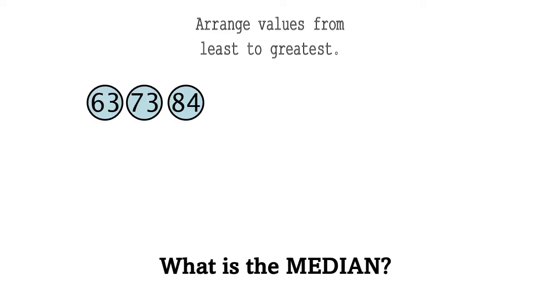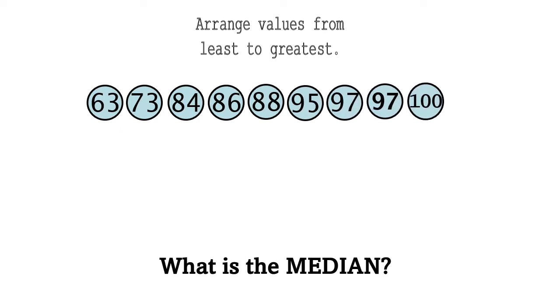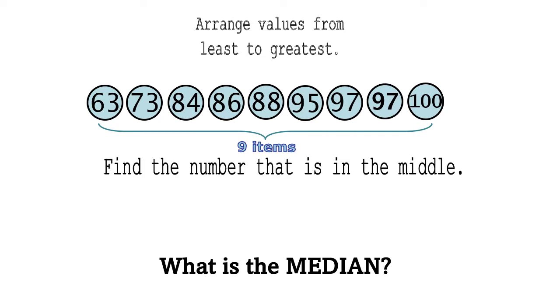So we need to arrange the test scores from least to greatest. Now we have 9 items, so we're just going to look for the middle number, which in our case here is 88. Therefore, the median is 88.